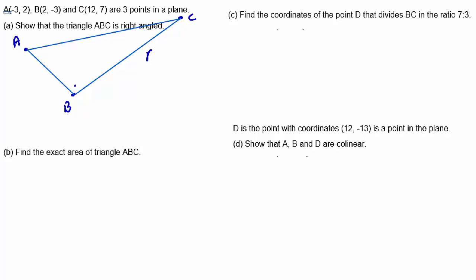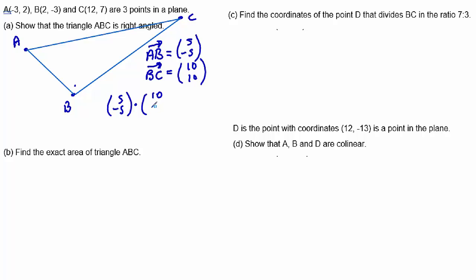So the vector AB is going to be (5, -5). The vector BC, I can see, is going to be (10, 10). And if we do (5, -5) dot (10, 10), we get 50 take away 50, which is 0, which shows that this one is a right angle.